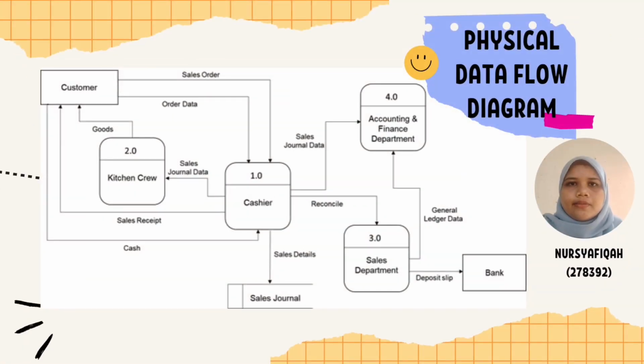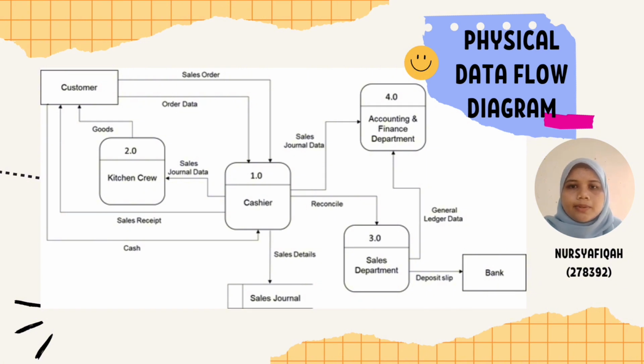Next, I will present the physical data flow diagram. A physical data flow diagram (DFD) for the revenue cycle of Sizzling and A La Carte represents the flow of physical documents, data, and information within the system. It typically involves various processes related to the sale of food products, handling transactions, and managing inventory.